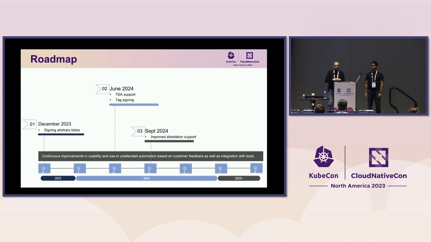Later in 2024, we will add timestamp authorities support. That will allow us to have the signatures extended to unlimited time, as long as you trust the timestamp authority, as well as tag signing. So we learned about interesting scenarios where you want to not only capture the digest of the image as part of the signature, but also some additional metadata, which is what the image has as properties at the time of signing.